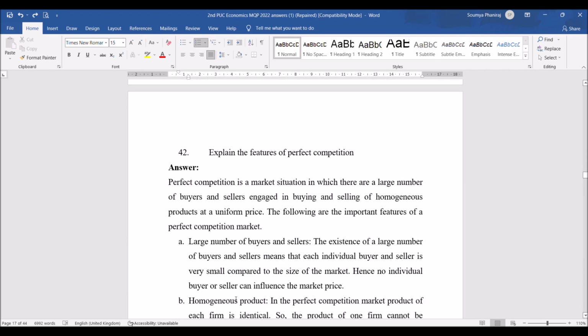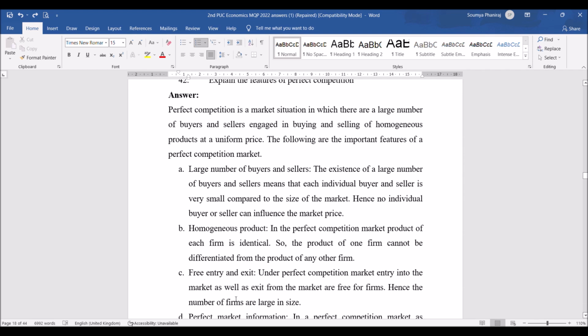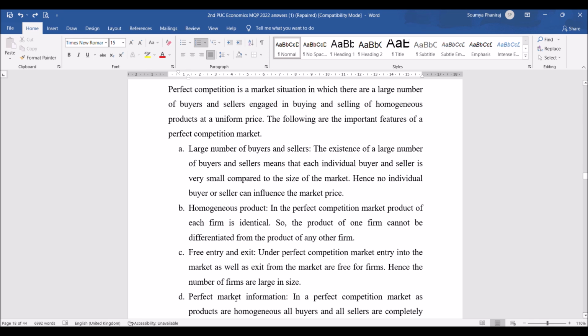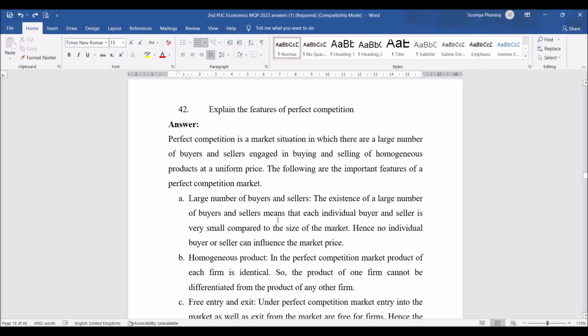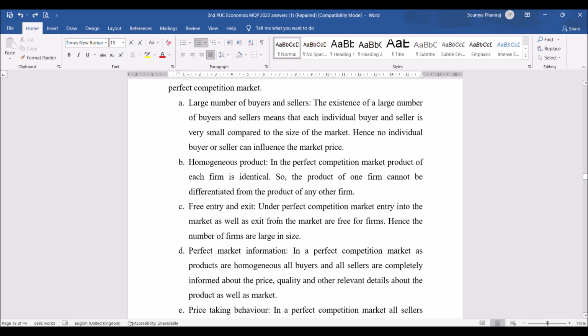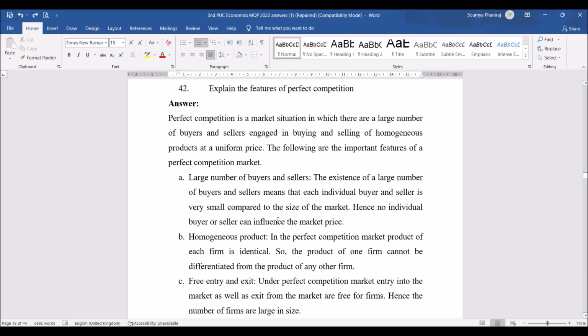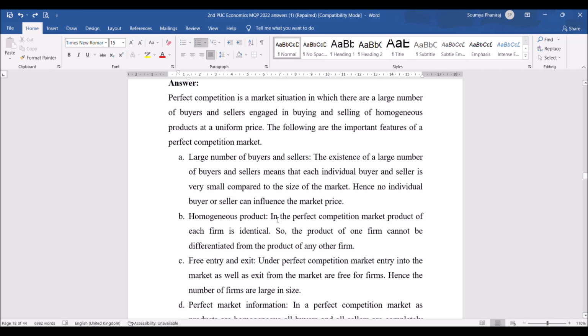The next question is explain the features of perfect competition. So here again, I have not given a diagram, but if you have time, you can actually take the form of a diagram and then explain. But since it is for 4 marks, if you are explaining 4 different features in detail, it is more than enough. So here we have kind of given all the characteristics here for your easy reference.